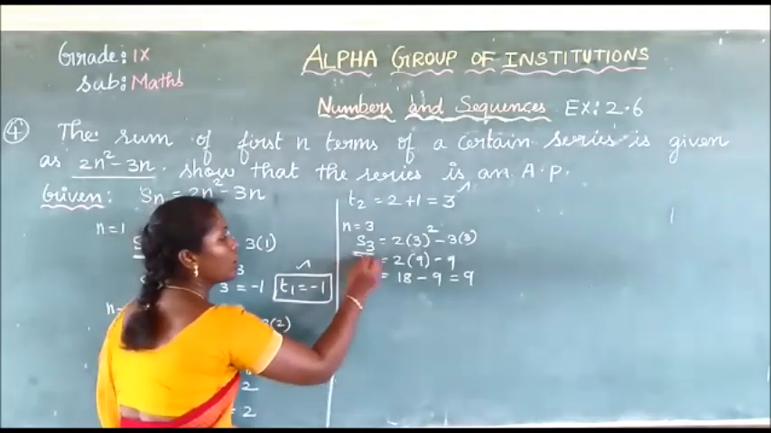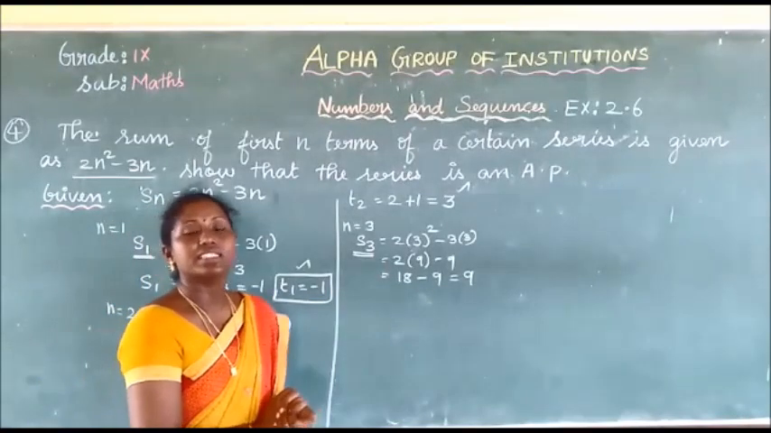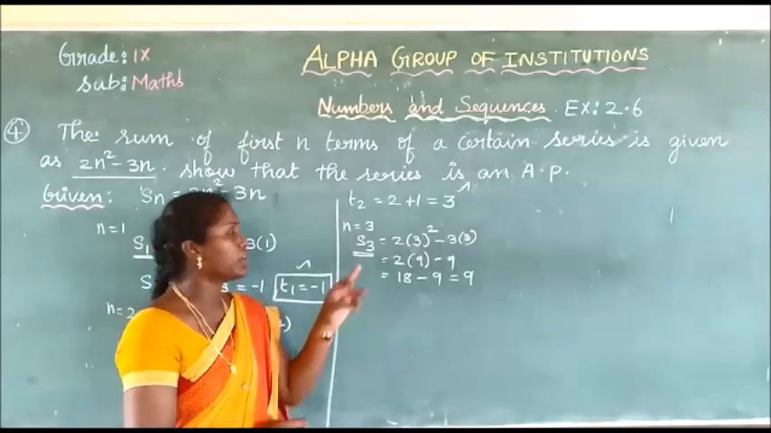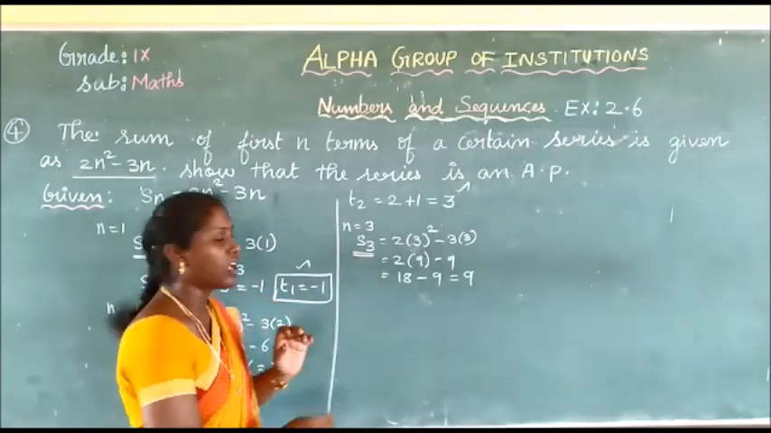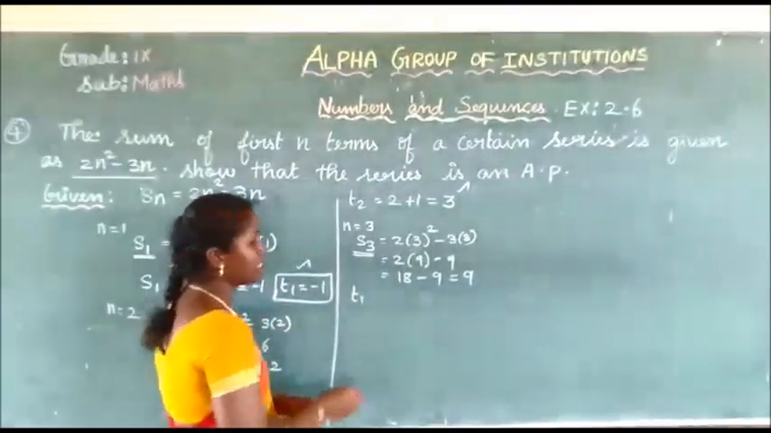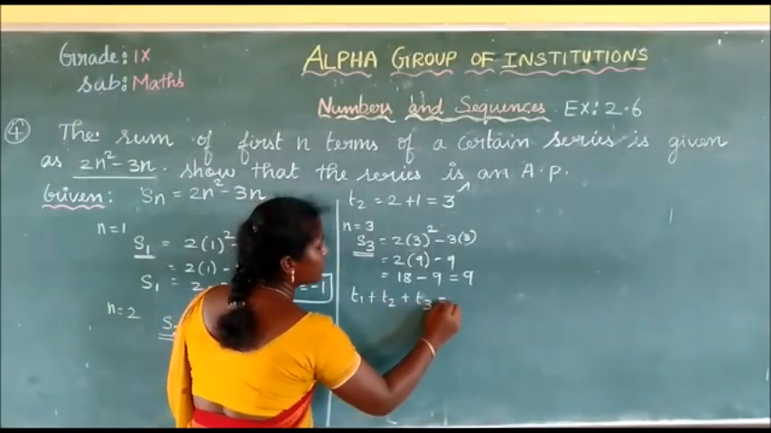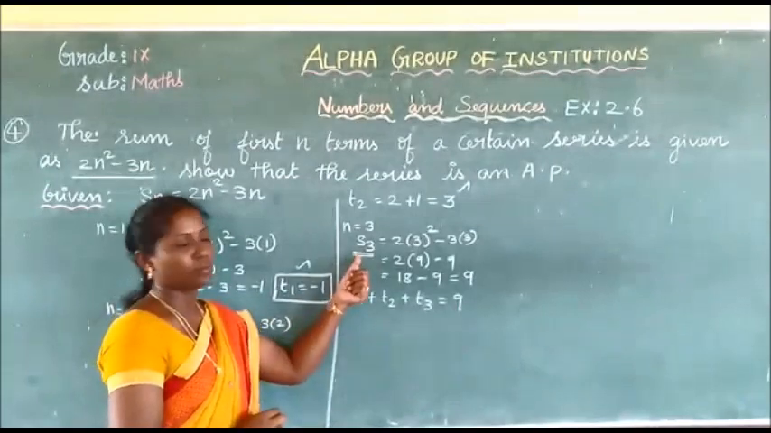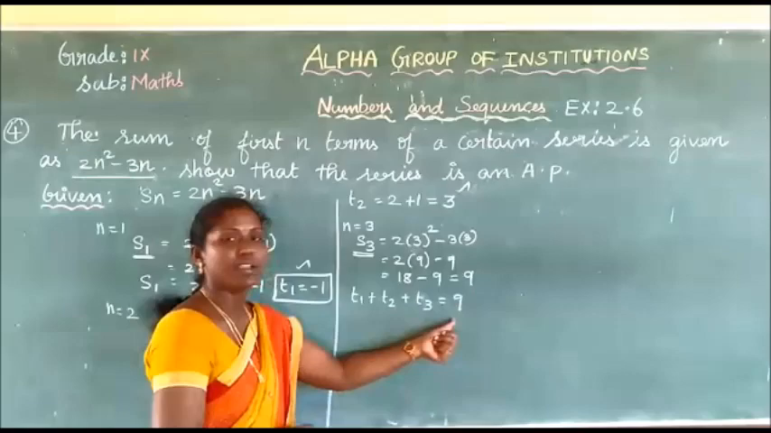Now tell me how we got the value of S3. S3 means what? The summation of first 3 terms. The sum of first 3 terms will give you the S3 value. So how can we rewrite the S3? Sum of first 3 terms. We can write it as T1 plus T2 plus T3 is equal to 9, because it is the sum of first 3 terms.